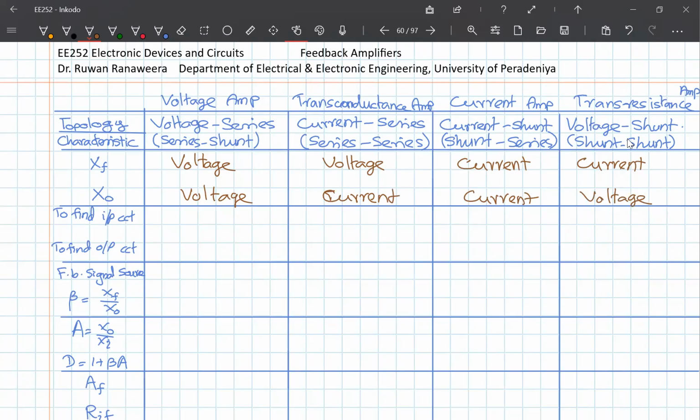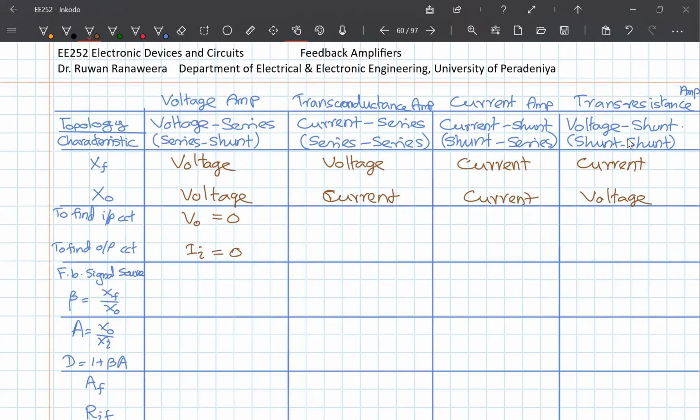Now, this is the important thing. To find the input circuit, what do we do? If it's a voltage amplifier, since output is a voltage, we set the output to 0. V out is equal to 0. To find the output circuit, I open circuit the input, right? So therefore, I in is equal to 0. Okay, so input is open circuited, output is short.